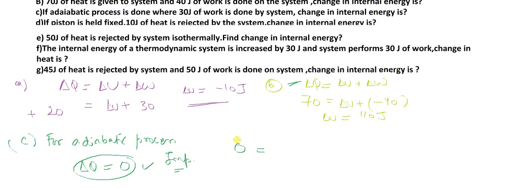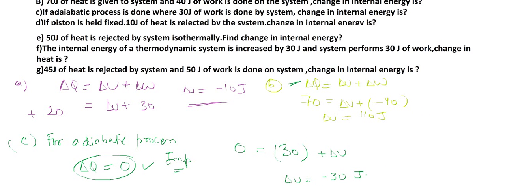Let's read from the question. It says if an adiabatic process is done where 30 joules of work is done by the system. Since the system is doing work, it's positive, plus delta U. So delta U will be negative 30 joules.